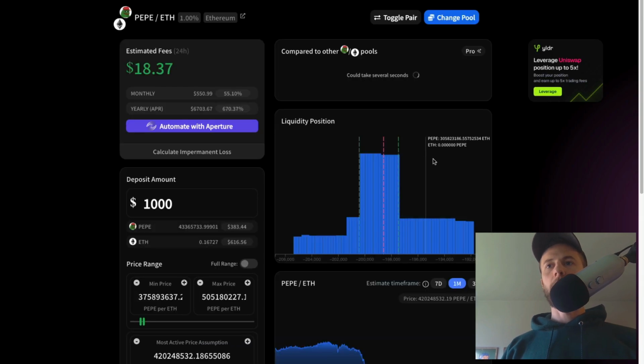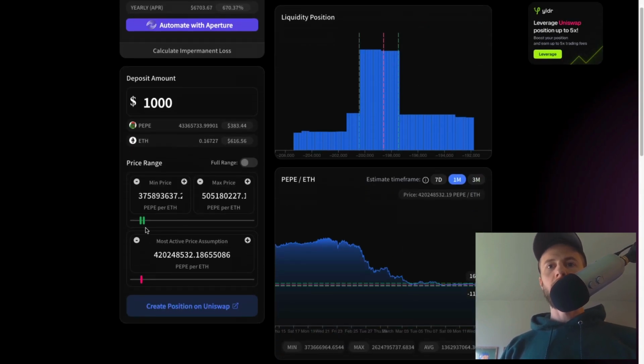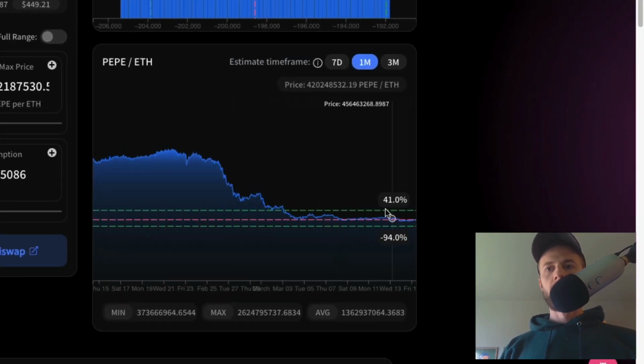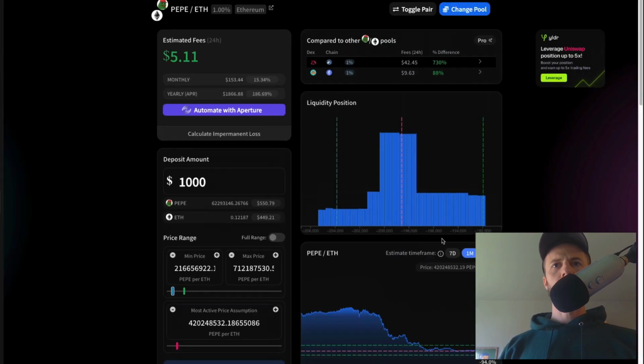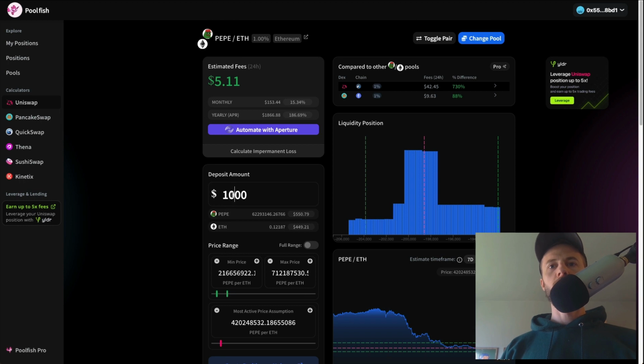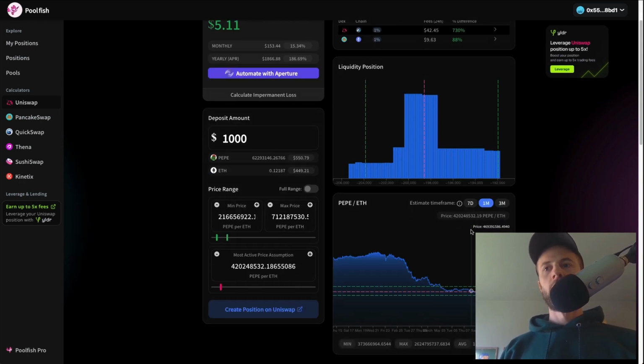And so then you can jump into Pepe, and we can play around with what would be a position that could make sense here, and give a decent range that allows for some volatility, since this is a little bit more volatile one. But this shows, if we had $1,000, we can make $5 a day off of this position right now.